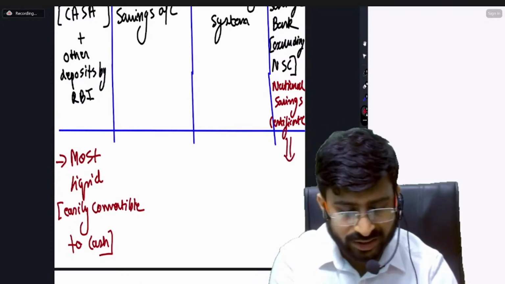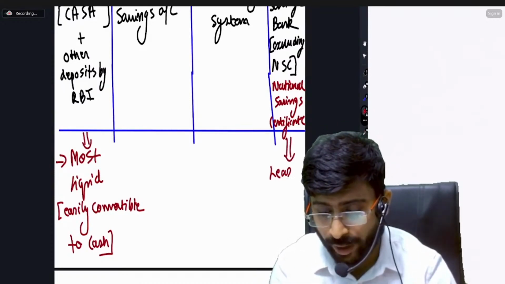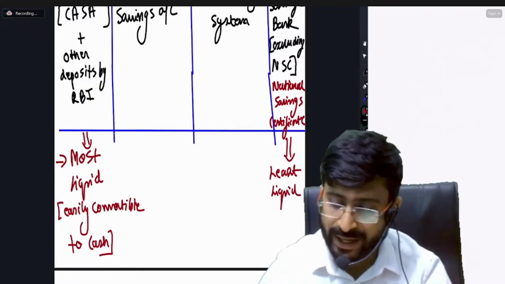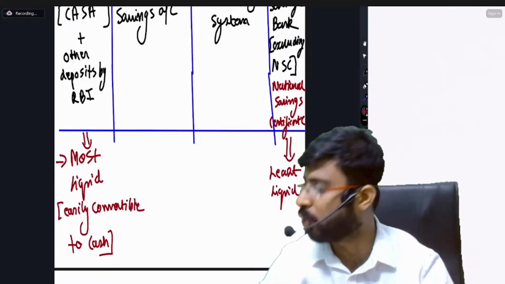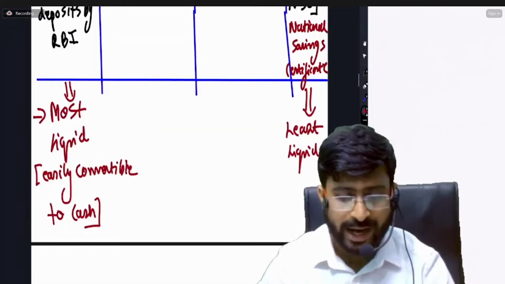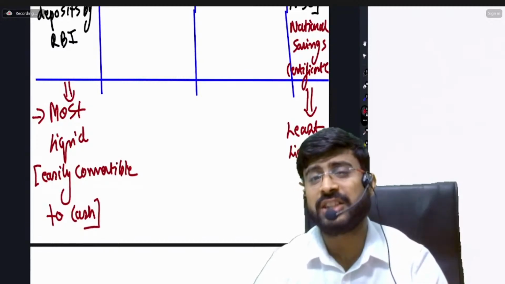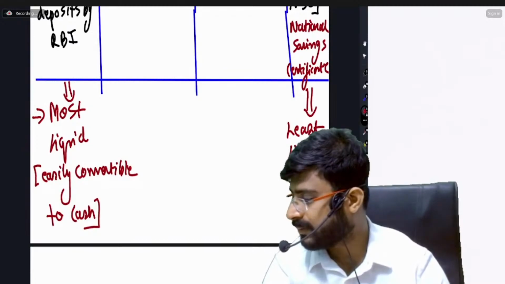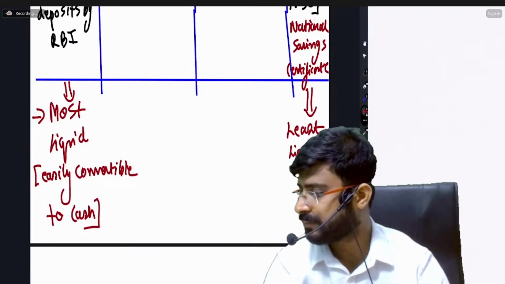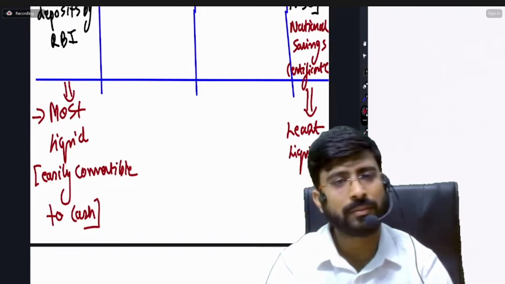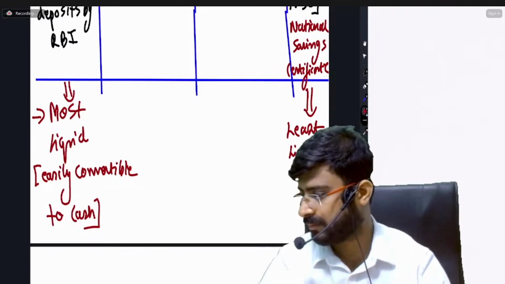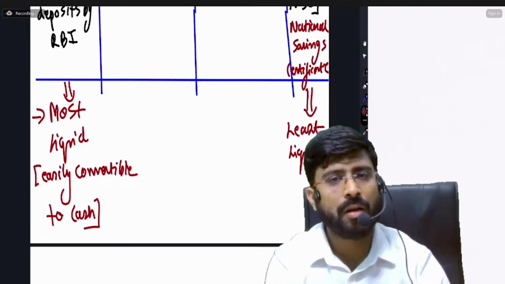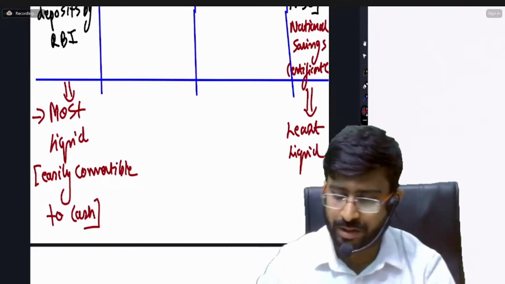And M4 is the least liquid. In an MCQ the institute may ask you, which one of them is the least liquid form of money supply? Remember, then you would be talking about M4. And you know the meaning of liquid? Ease of conversion to cash is called liquidity. Yes sir, it's crystal clear.